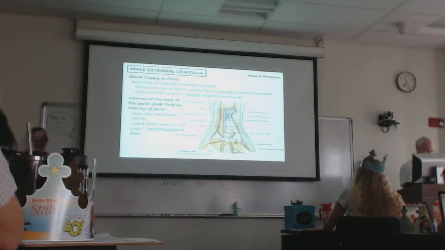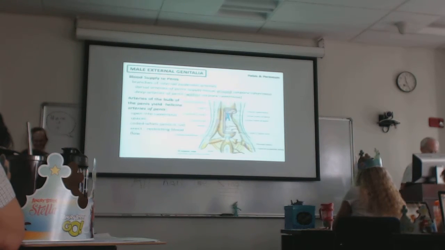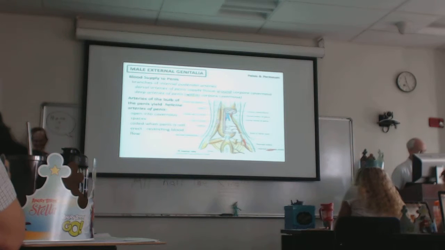So in the illustration here, here's the pudendal artery back here, and that's going to branch into these vessels, and you can see one is going to be the deep and one is going to be the dorsal, but they both arise from the same perineal artery, which is right here, a branch of the pudendal artery.